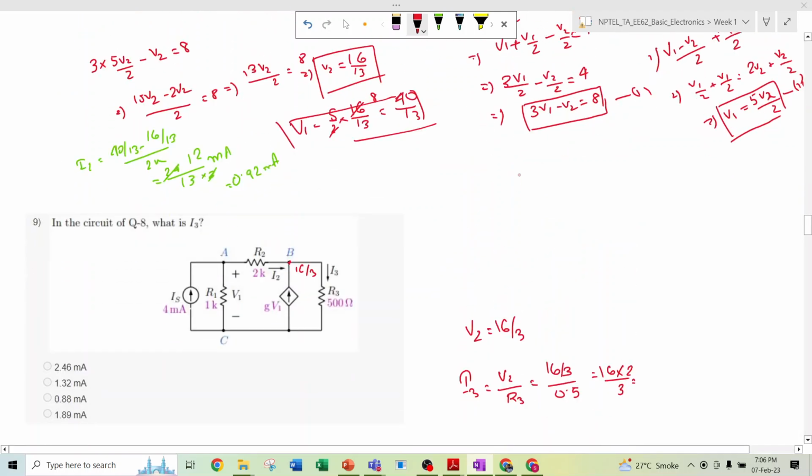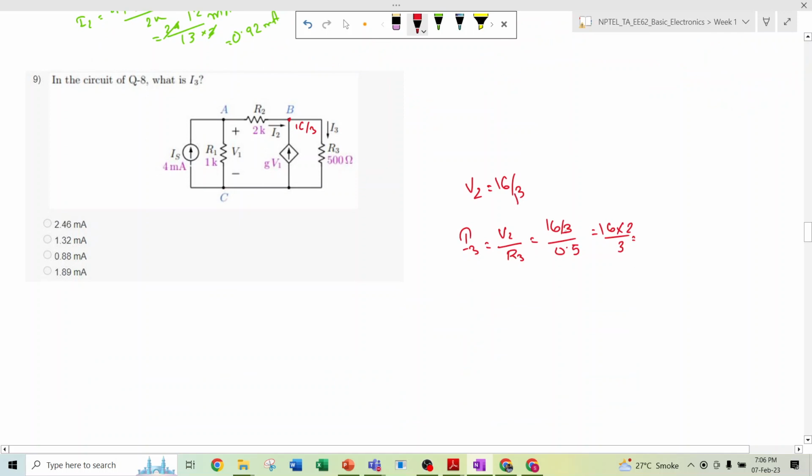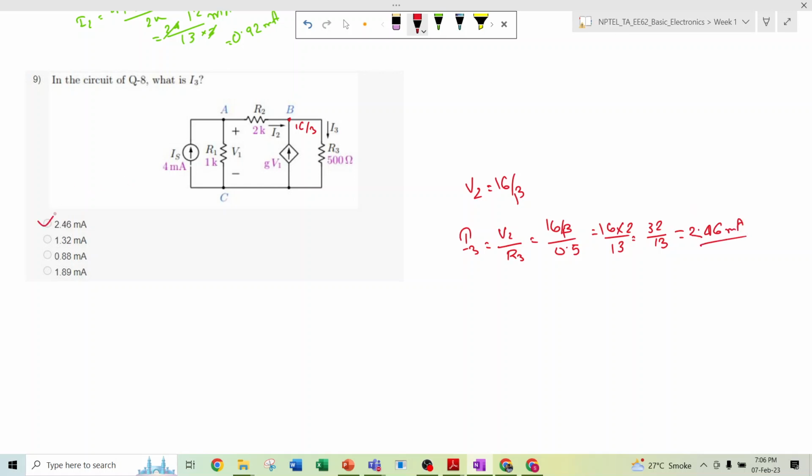So sorry, one thing, this will be 13. So 16 by 13. So 16 into 2 by 13, that is 32 by 13. So 32 divided by 13, it will come to 2.46 milliampere. So it will be the answer to this problem.